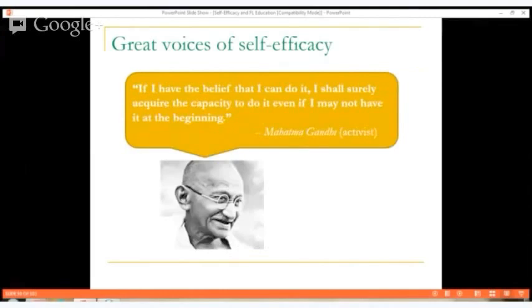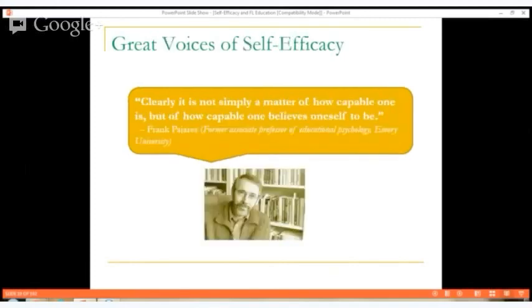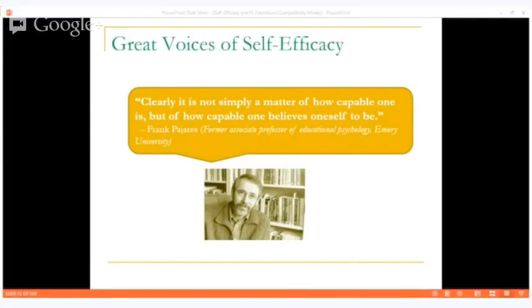Mahatma Gandhi talked about it: if I have the belief that I can do it, I shall surely acquire the capacity to do it, even if I may not have it at the beginning. And then finally, I wanted to talk about Frank Pajares, who was a former associate professor of educational psychology at Emory University. He was one of my advisors when I was doing my graduate research, and sadly he passed away. But he was an avid researcher of self-efficacy in academic contexts. One of his quotes is, clearly it is not simply a matter of how capable one is, but how capable one believes oneself to be.